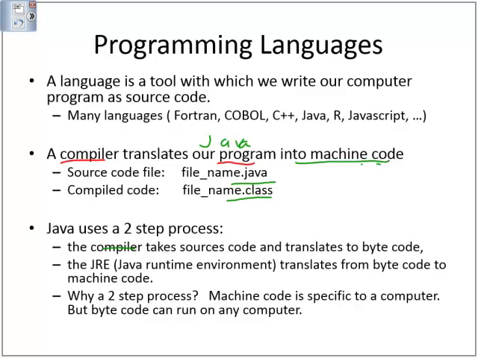Okay. And Java uses a process. It's actually a two-step process. There's a compiler, and then there is a Java runtime environment. Okay. And so in order to develop a Java program, which is what we're going to be doing, you need to have both the compiler and the runtime environment. And both of those are combined together in the Java Development Kit. And so if you download at home the JDK, Java Development Kit, you'll have both of those.